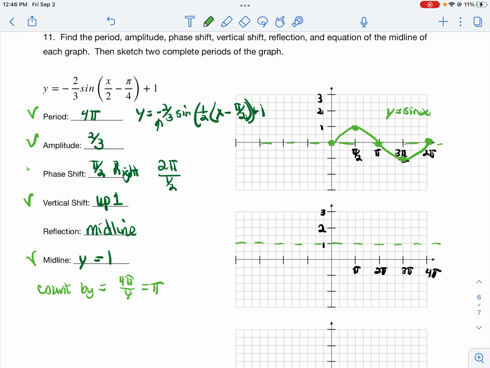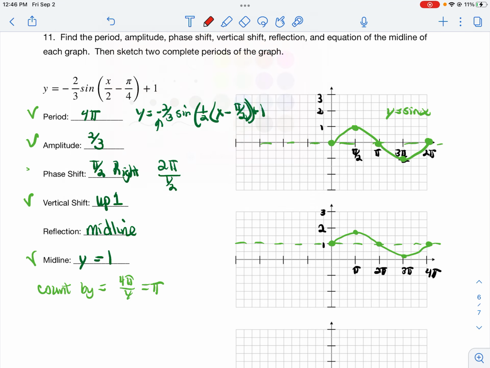So my amplitude means instead of everywhere I'm above or below the midline, I'm going to be 2/3. So I'm going to stay on the midline. Now I'm going to be 2/3 above the midline, then on the midline, 2/3 below the midline, and then on the midline. Okay, so that's my transformation there.